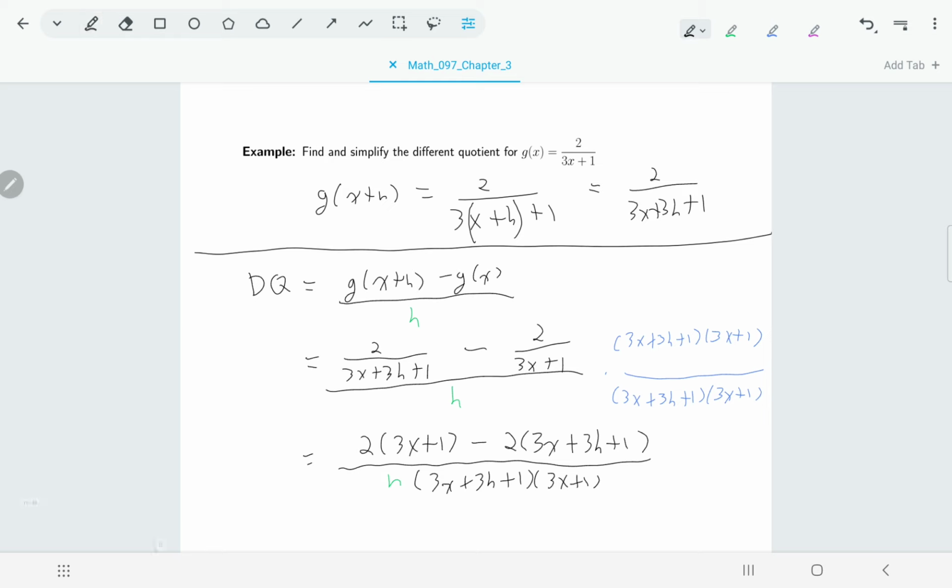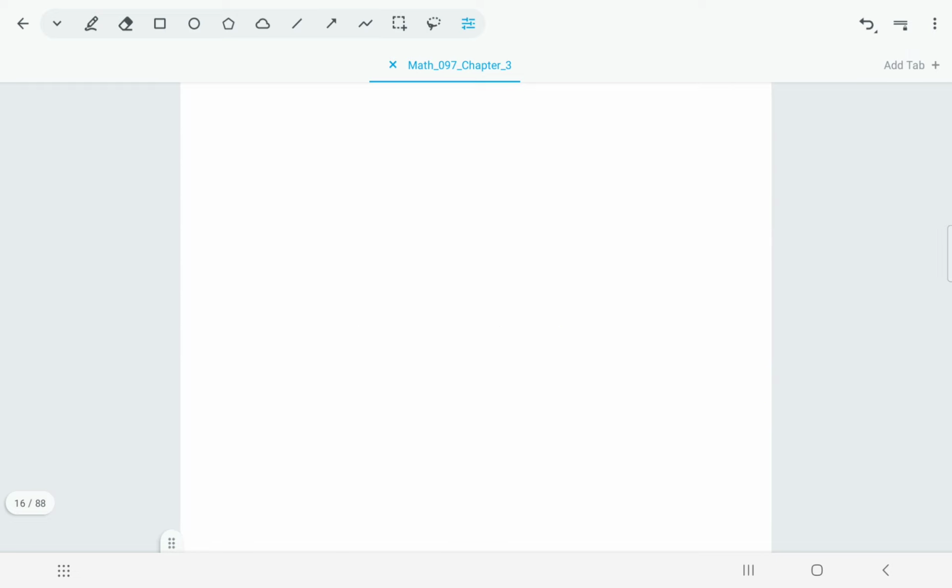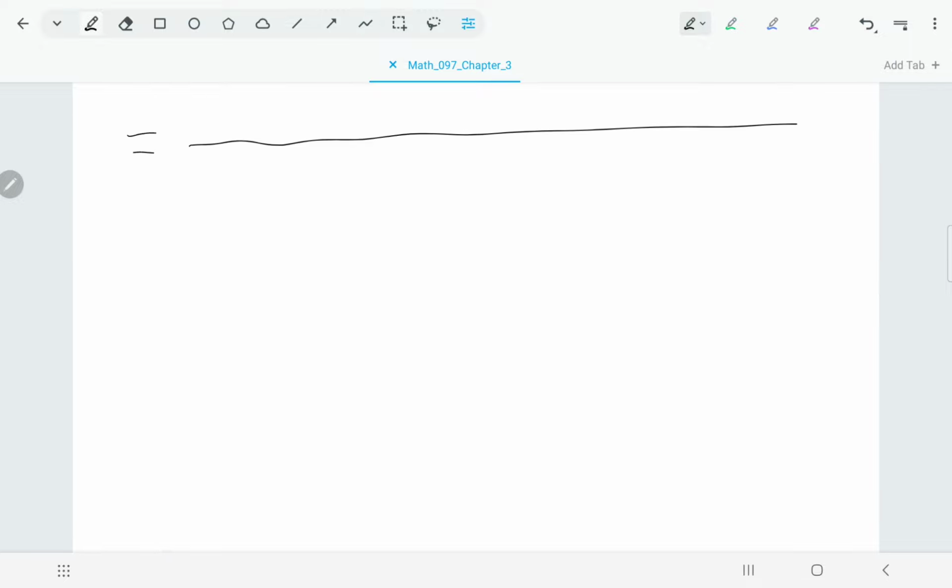Okay, so we're most of the way there, believe it or not. There's only a little bit of extra work for us to do, which is going to essentially come down to simplifying the top, and then we'll be able to cancel. So the bottom, again, I'm going to leave as it currently stands. I'm not going to do any simplifying or expanding on the bottom. It's going to be left as h times 3x plus 3h plus 1, times 3x plus 1.